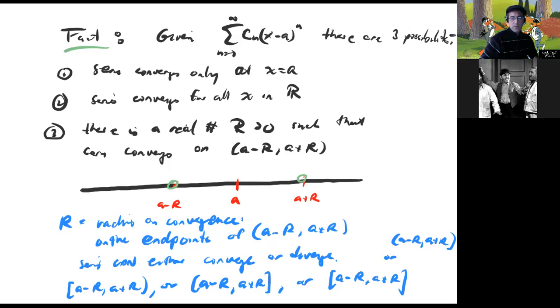So we have actually talked about cases where case 1 occurs, the series converges only at x equals a. We've also talked about an example of case 3. The next example I'm going to give you is an example of case 2, where the series always converges.